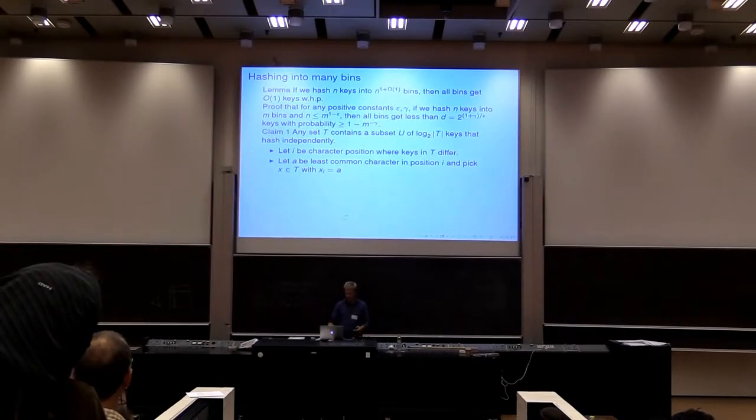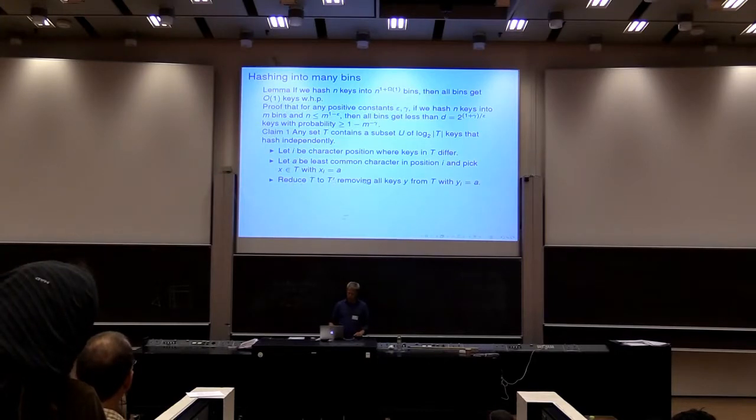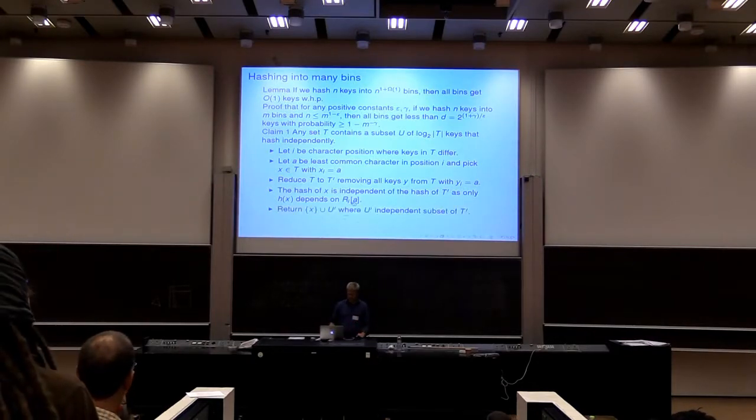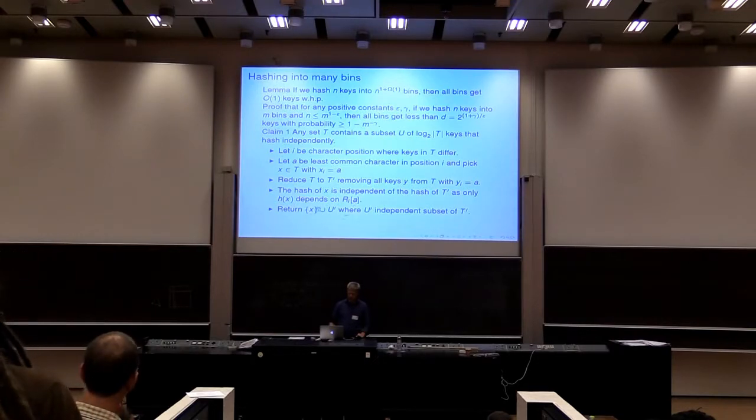So now we pick any key which has this A in position i. And then we reduce T to T prime by removing all the keys from T that have A in that position. And now we know that the hash of this key x, which has A in position i, is independent of the hash of everything else. Because the hash of x is now the only one that depends on the random value associated with position i for the character A. And now what we return is just recursively the key x together with the rest of the set reduced the same way. So we just recurse.